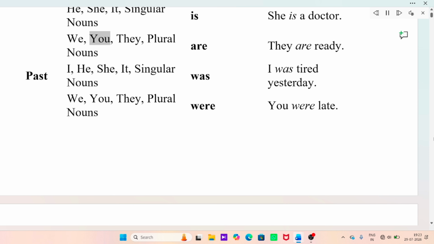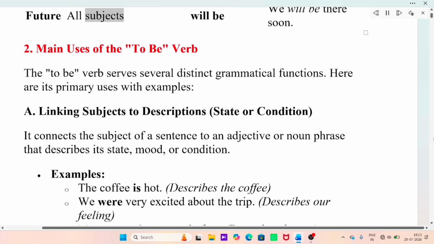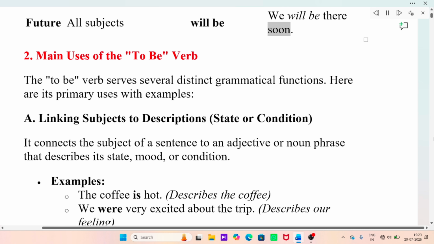We, you, they, plural nouns: are. They are ready. Past: I, he, she, it, singular nouns: was. I was tired yesterday. We, you, they, plural nouns: were. You were late. Future: all subjects: will be. We will be there soon.